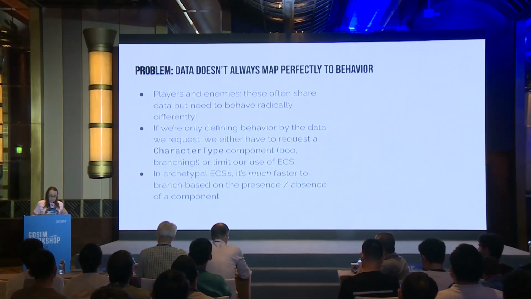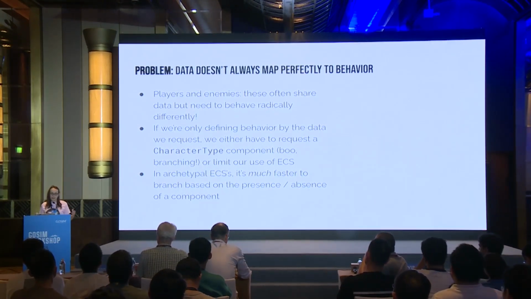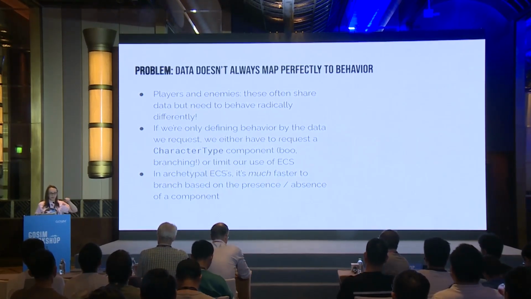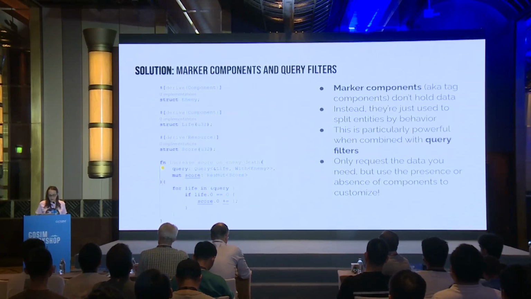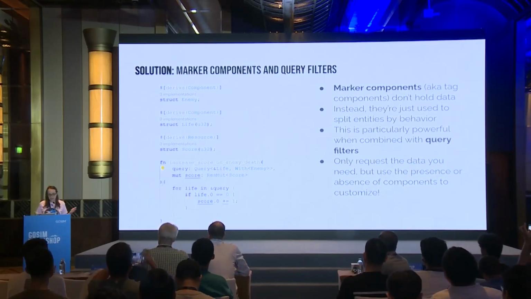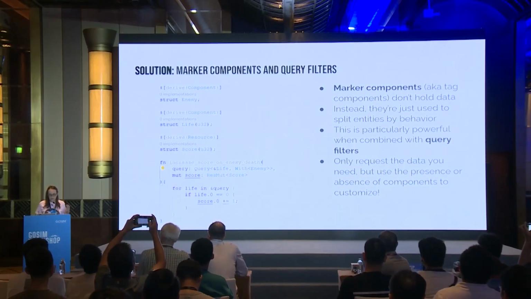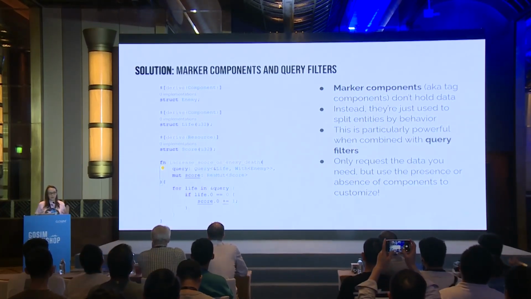We could store something that says, okay, here's our character type component, and then match on that, and we do things that look an awful lot like object-oriented programming. But this is going to make your code slow, and it's going to make your code messy. So in Bevy, and frankly, in almost every ECS, we have two ideas that really help with this.